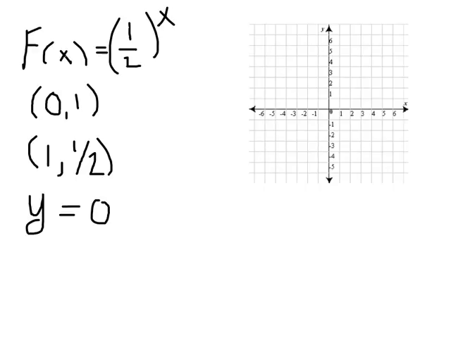So we have the point 0, 1, and then we have the point 1, 1/2. Sorry, those are not very good points. And then we do have our horizontal asymptote still at y equals 0. And we connect those points. They're going to go up from there, and we approach our horizontal asymptote.